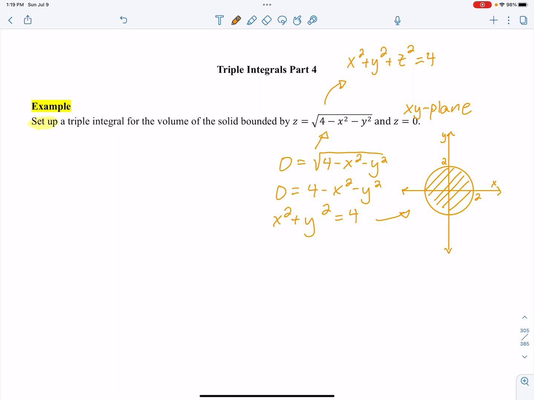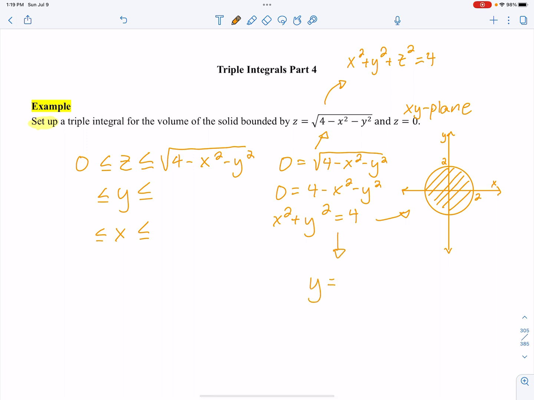Okay, so let's write down our bounds. I like to list them like this. It's going to help us later. Okay, I know z is caught between the xy plane and this surface. Okay, y, I just have to use this to bound y. So y, if I solve, I get plus or minus the square root of 4 minus x squared. That's solving for y. So I know y is caught between the negative of the square root of 4 minus x squared and the positive of the square root of 4 minus x squared. And then I just look at x. x is caught between negative 2 and 2.